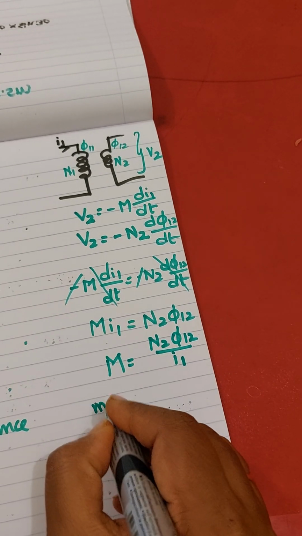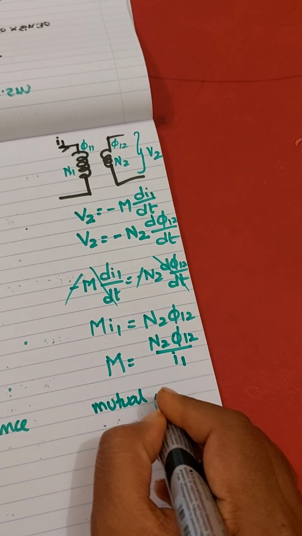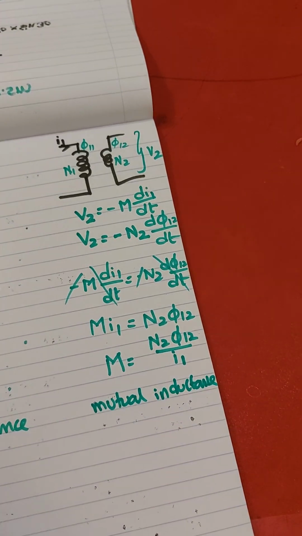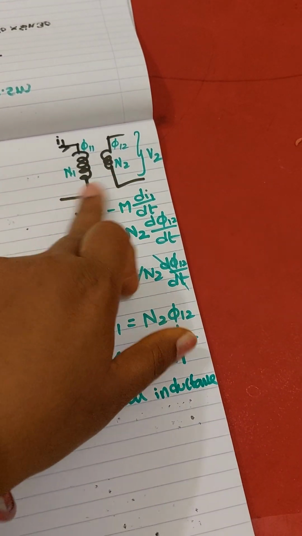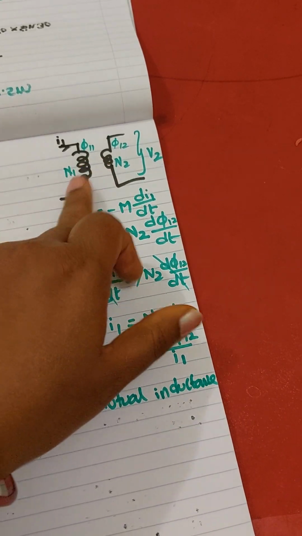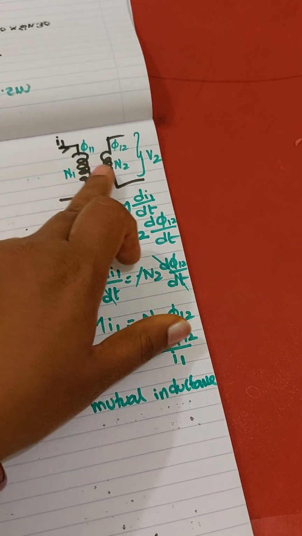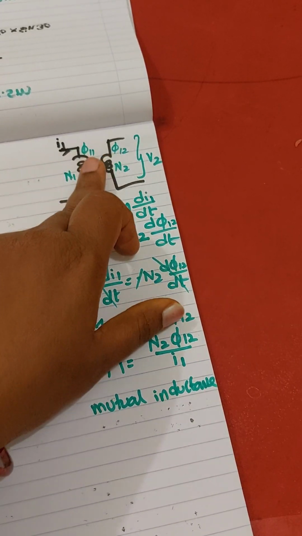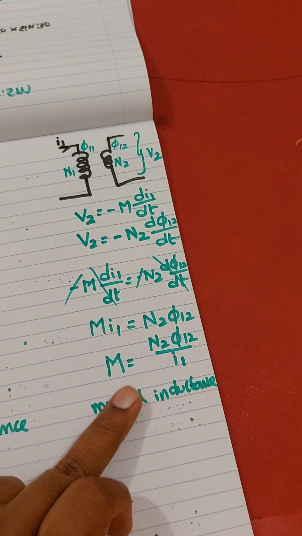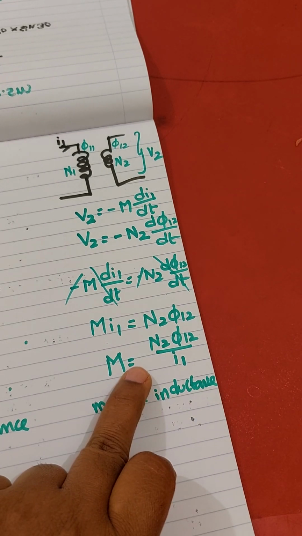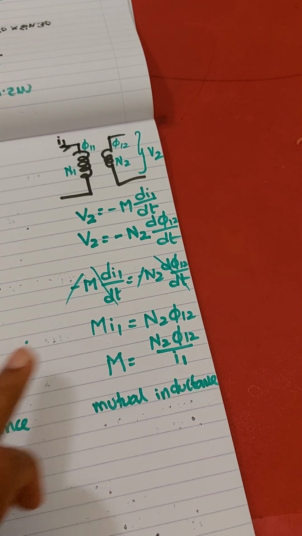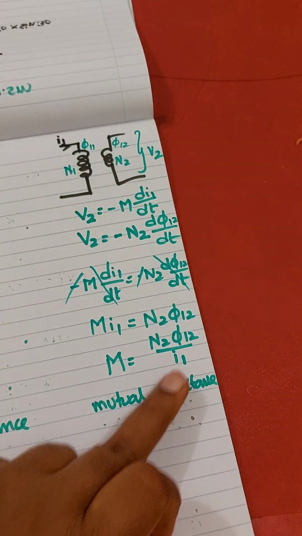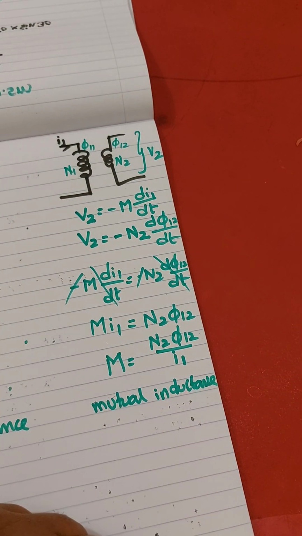So M is called mutual inductance. A transformer has two inductances, so whenever I want to know the mutuality between the inductors, I can use this formula. Here you can see N phi by I, and this is also N phi by I, but N and phi belong to the secondary circuit, and I belongs to the primary circuit.